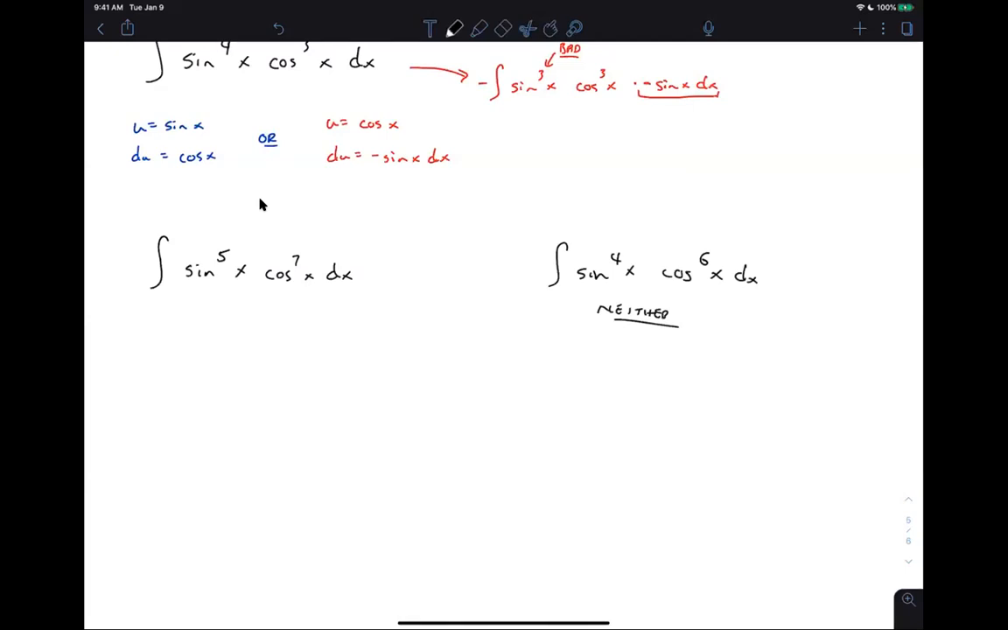All right, so tomorrow we'll do more with powers of sine and cosine, and we'll start talking about powers of secant and tangent. That's it for today.